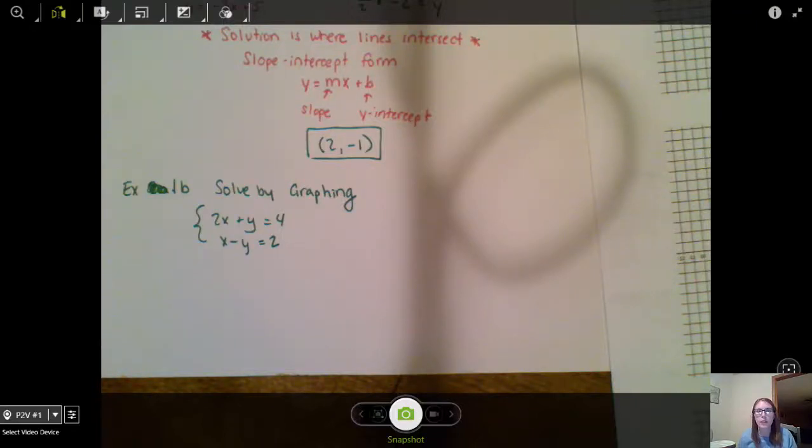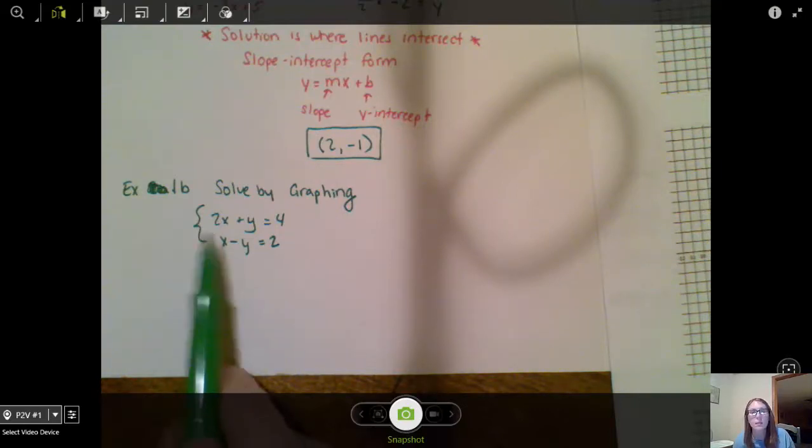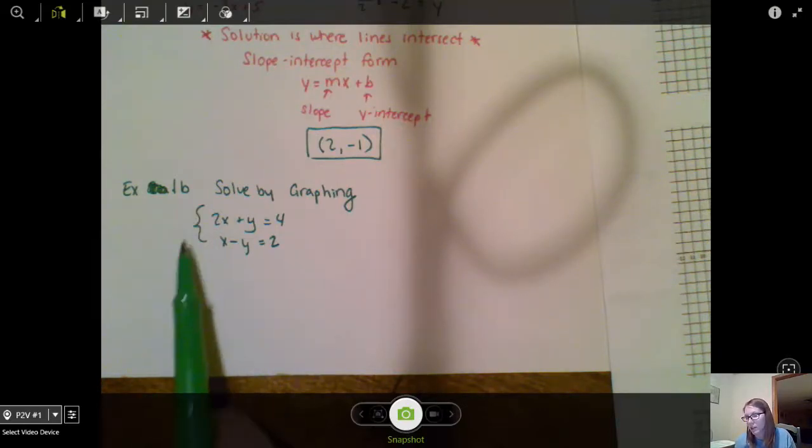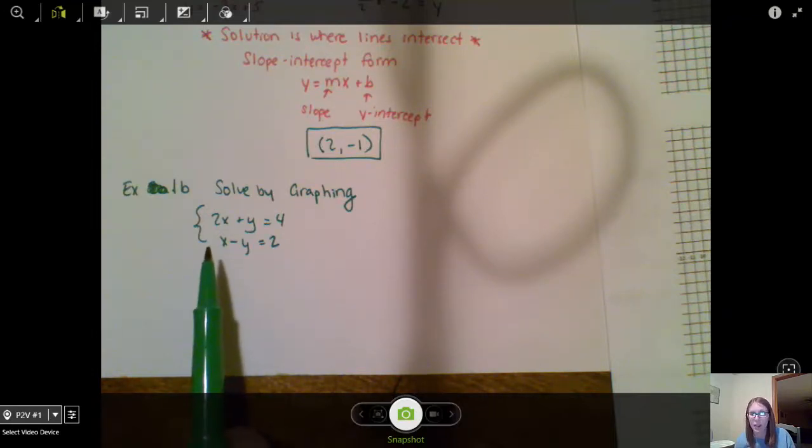Example 1b, we'll go through that same process again if it helps to see it, solving by graphing. So again, I have my system of equations here, and this bracket just helps show me, hey, we're looking at these two equations together. It's a system.